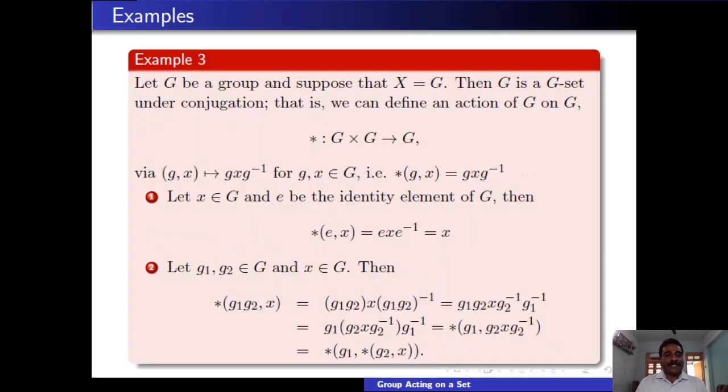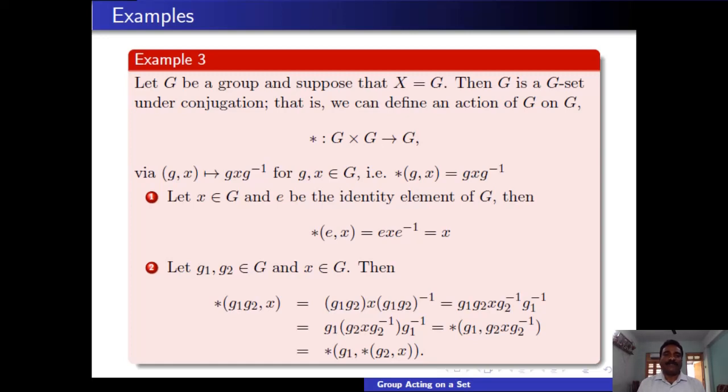So let us see another example. Let G be a group and H is equal to G itself. So we define the map star from G cross G to G by star of (g, h) is equal to g h g inverse. This is also a group action.